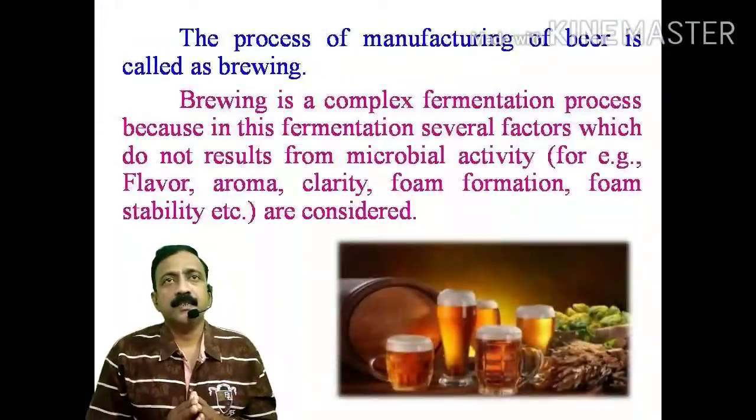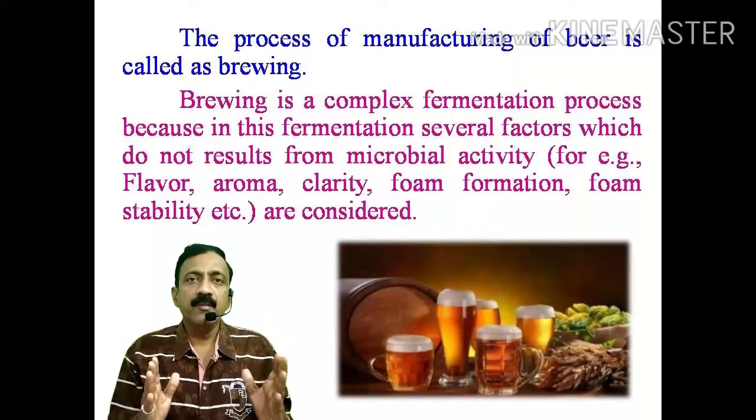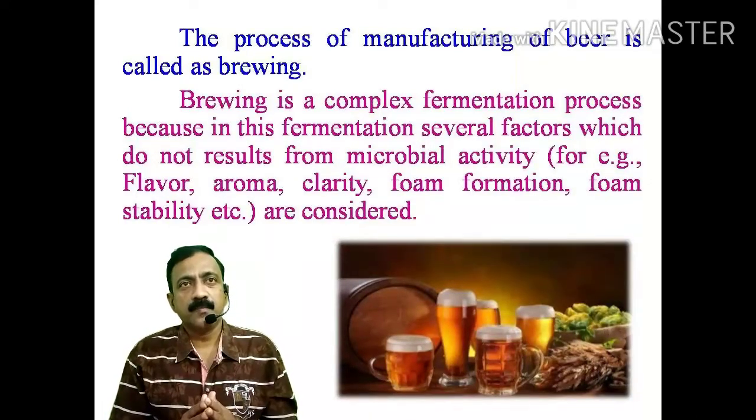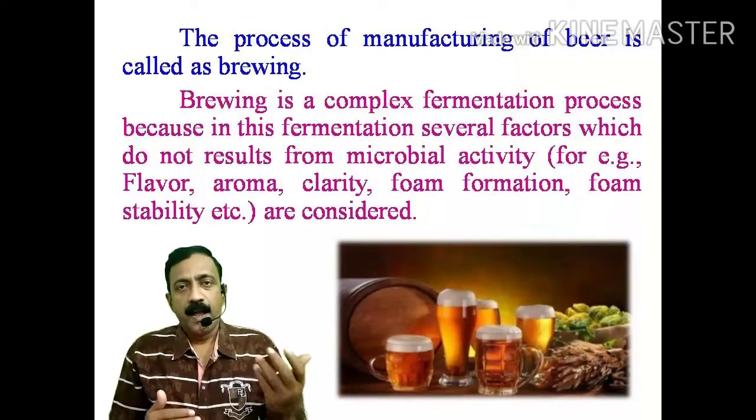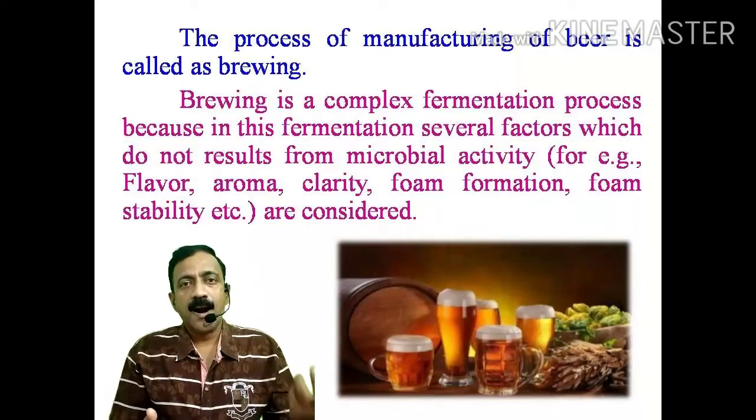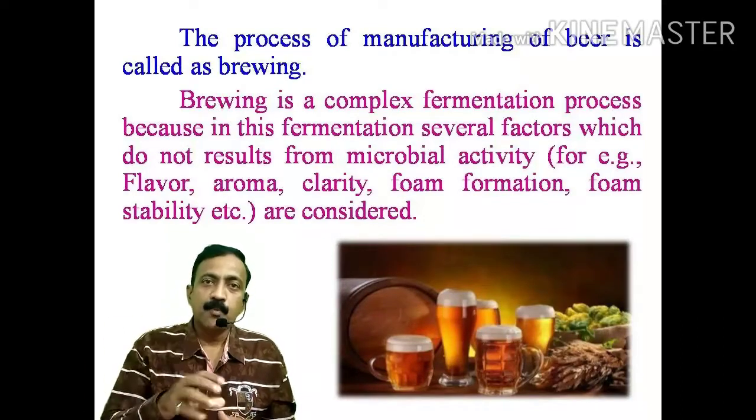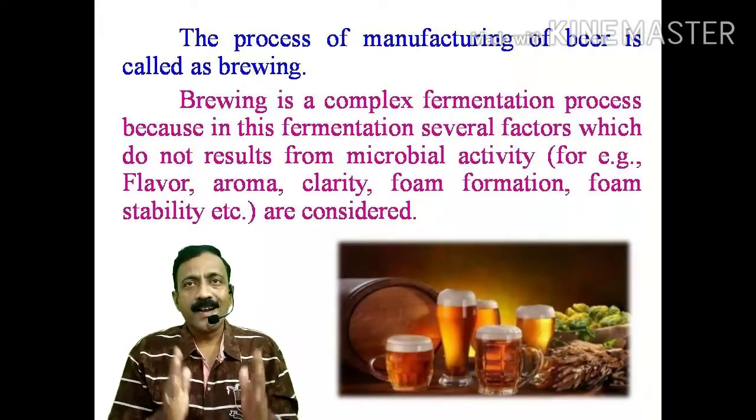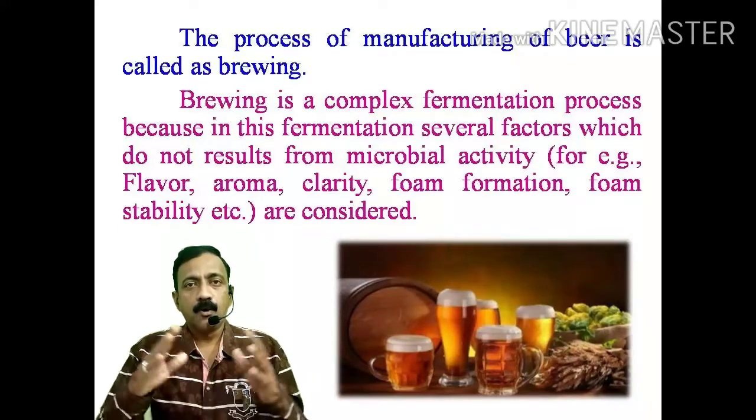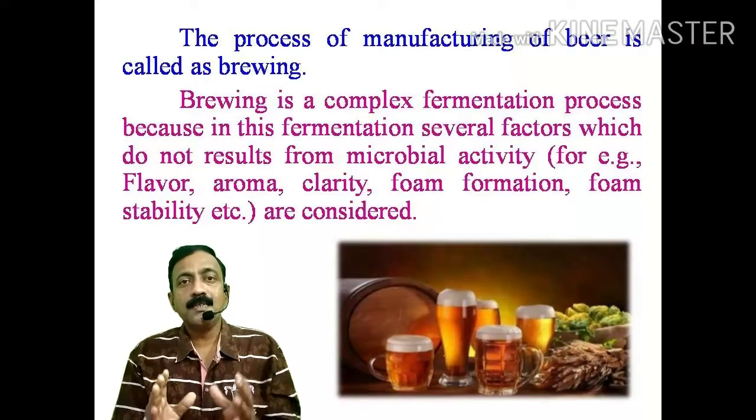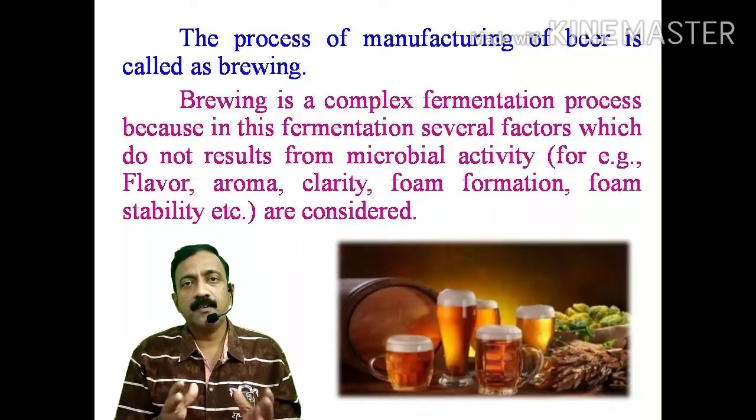The beer fermentation, or the manufacturing of beer, is also called brewing. Brewing is a complex fermentation process. There are several factors involved in the beer formation: the addition of malt, the process of mashing, malt adjuncts, then the addition of hops. So several factors are responsible for the formation of beer. That's why it is called a complex fermentation, and it is also called brewing. It is a word used to describe the complexity of the beer fermentation.